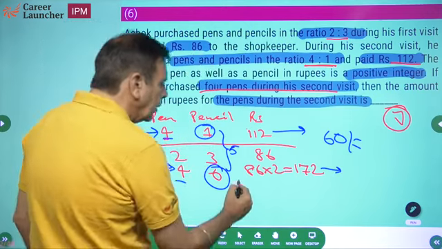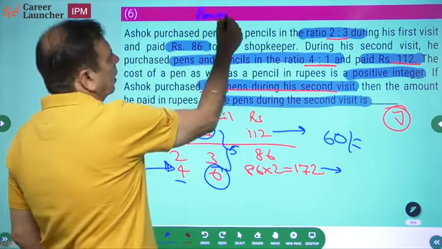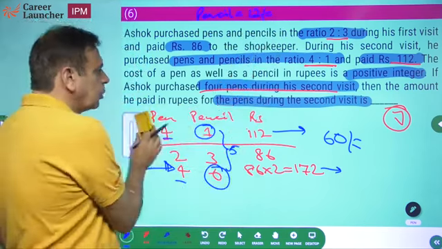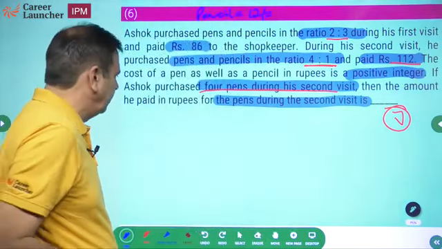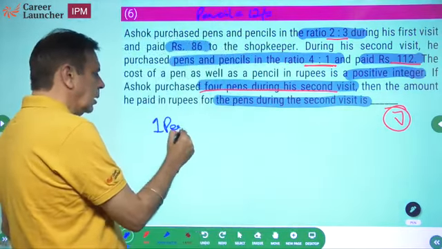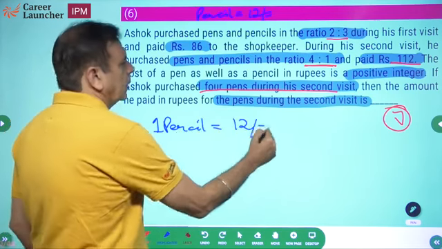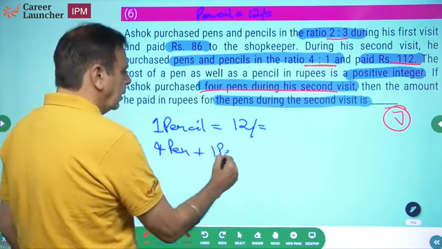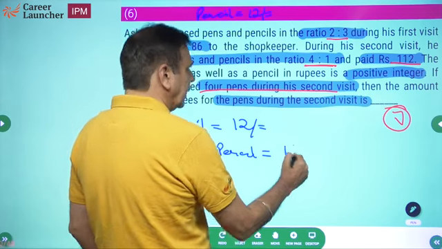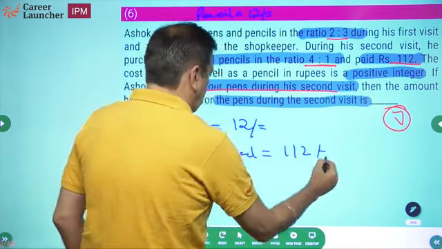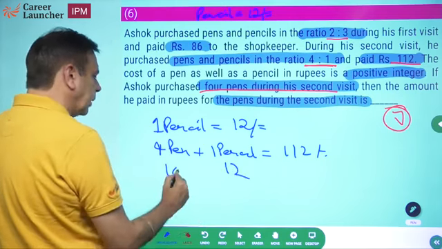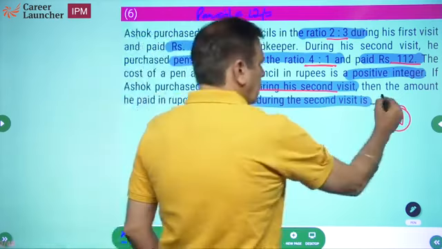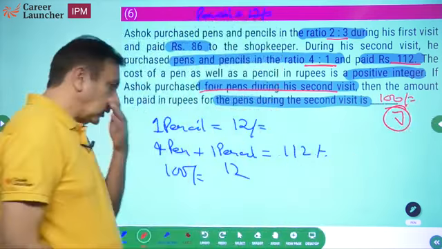So I would start by saying 1 pencil is 12 rupees. Okay, 1 pencil is 12 rupees. If 1 pencil is 12 rupees, okay, so we have found that 1 pencil is 12 rupees, and we know 4 pens plus 1 pencil, he paid 112 rupees. And 1 pencil is for 12 rupees, that means 4 pens have to be for 100 rupees. So the answer is going to be 100.